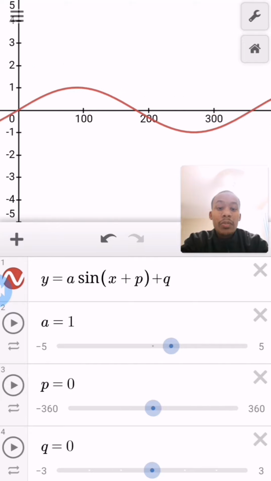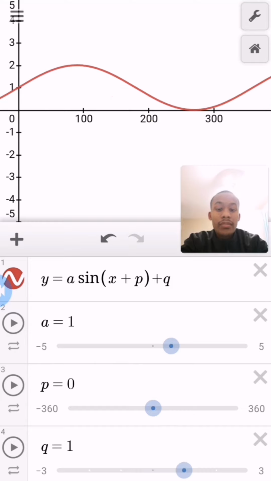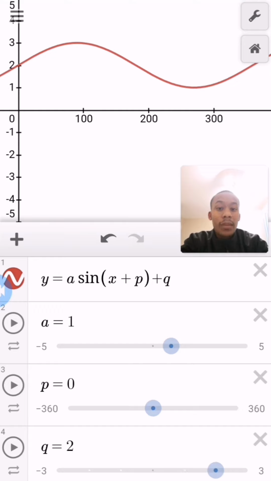Let's see what happens when we play with q's value. If I move q up, let's say I move q up to 1, then the entire graph moves up 1 unit. If I make q 2, then the graph lifts up 2 units. So instead of starting at 0, it starts at 2 on the y-axis.